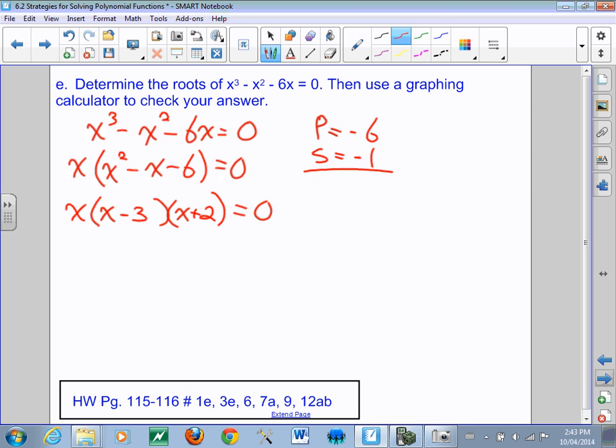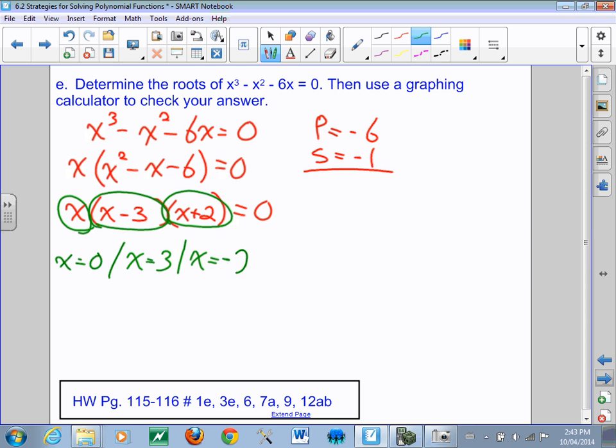Then don't forget, ladies and gentlemen, you have to solve it. So how does each of these equal 0? In this case, you have 3 factors, 1, 2, and 3. So you set each of them to equal 0. So x equals 0, x equals 3, or x equals -2.